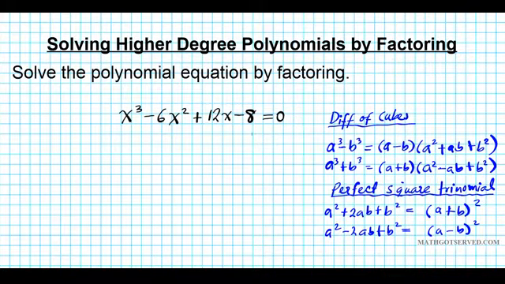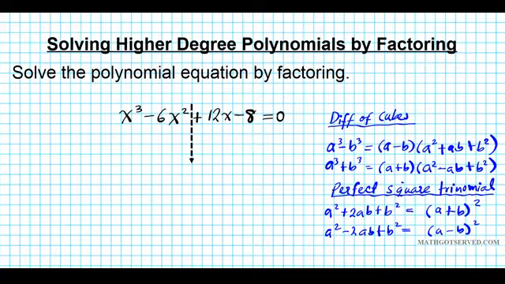Okay, so let's go back to the problem. If you want to solve this by factoring, since you have four terms, the first thing that comes to mind would be to factor by grouping. Okay, so let's just try that and see if it works. So to factor by grouping, I group the first two terms and the last two terms.